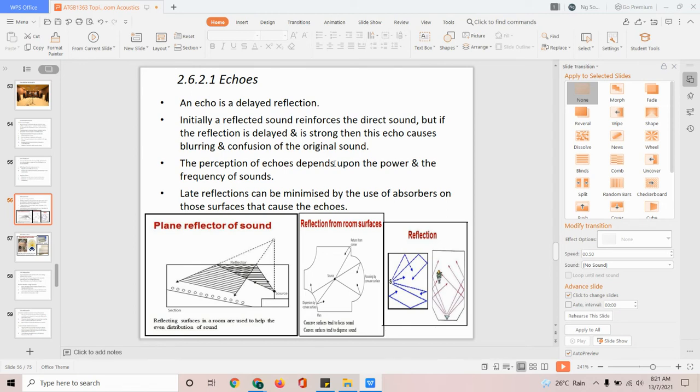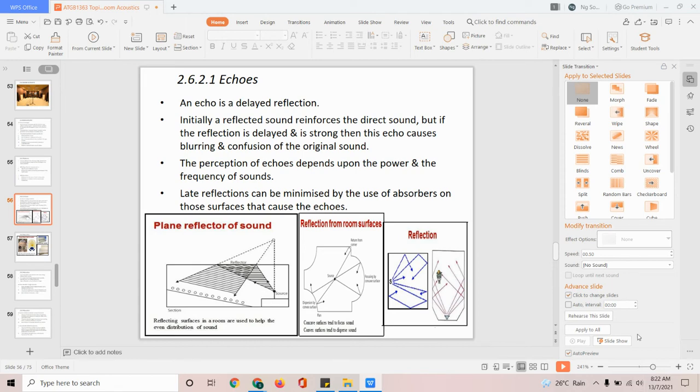It can be perceived, and it is not a very good effect from the generation of sound. So what we want to do is minimize the echo by using absorbers or any surface that can absorb this additional sound. If the echo is very strong, it will affect the sound quality in the building, and we do not want that when we build a building. If echo is being generated in a building, you want to install additional material on the surface to absorb this unwanted noise.